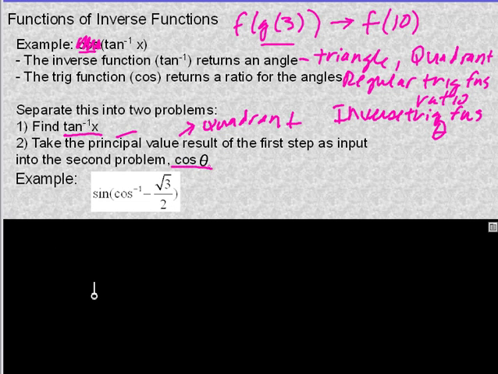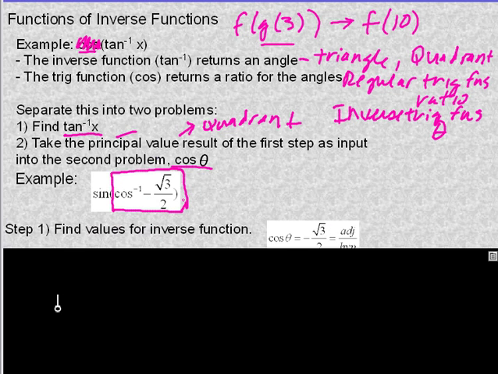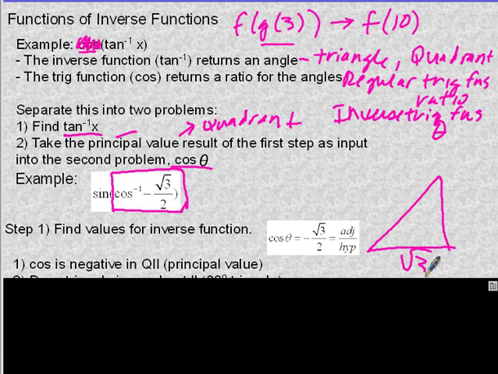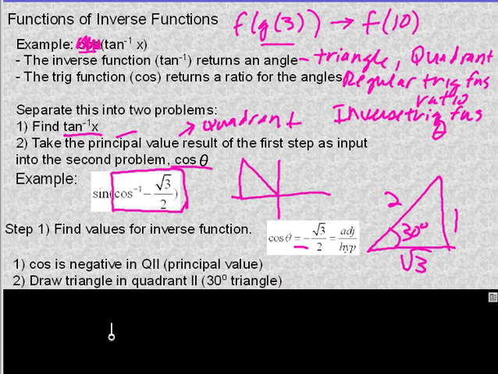All right, so here's the example I'm going to do. Inverse cosine of negative square root of 3 over 2. So I'm going to be doing this problem pretending the sine part is not there. And we know how to do this. Cosine is adjacent over hypotenuse, so that means we have a triangle that has an adjacent of square root of 3, hypotenuse of 2. We should know by now that's 30 degrees. But we have a negative. So what quadrant principal value does the negative ratio come from for cosine? It comes from quadrant 2. So we want to draw our triangle for 30 degrees in quadrant 2.